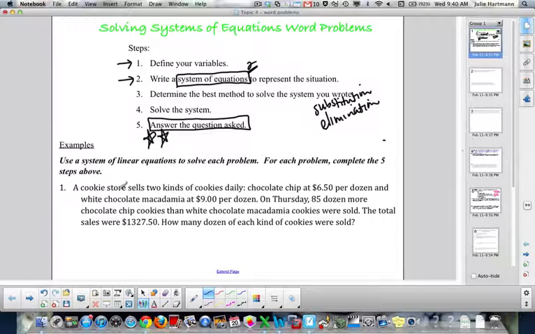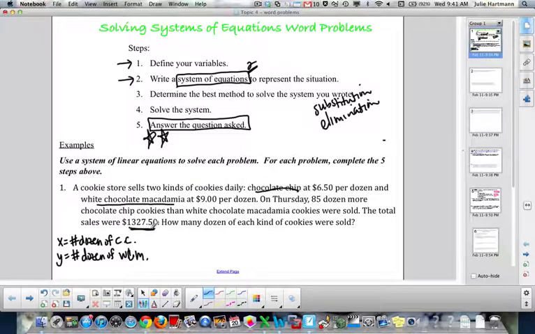Okay, so first example: a cookie store sells two kinds of cookies daily, chocolate chip and white chocolate macadamia. So right there, how many dozen of each kind? So x would be the number of dozen of chocolate chip, and y would be the number of dozen of white chocolate macadamia. Okay, so those are your two variables. Chocolate chip is $6.50 per dozen, and white chocolate macadamia is $9 per dozen. On Thursday, 85 dozen more chocolate chip cookies than white chocolate macadamia cookies were sold. The total sales were $1,327.50.